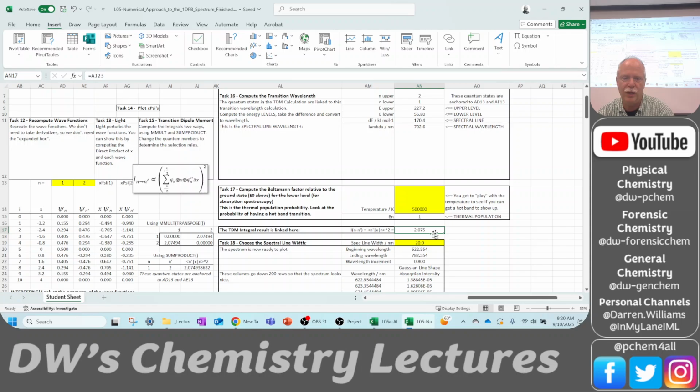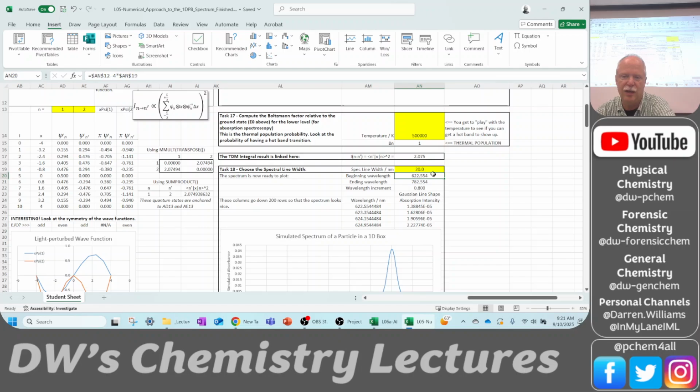So this is the integral piece. We pull that over from here. If we do a 1 to 2 transition, right here is the transition dipole moment integral. So we just pull that over here. And then we have the spectral line width, 20 nanometers. And then we need to select the plot, like where to plot our spectrum. And so I put a formula in here.